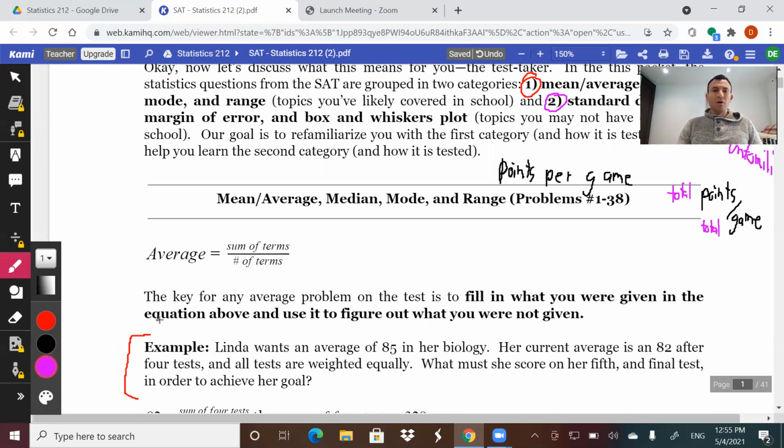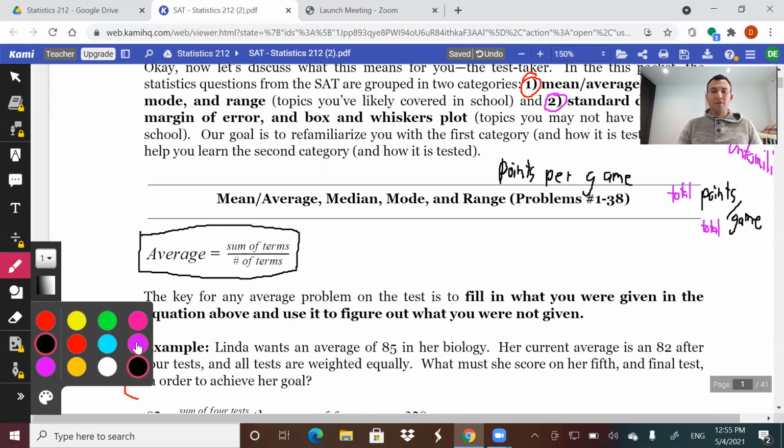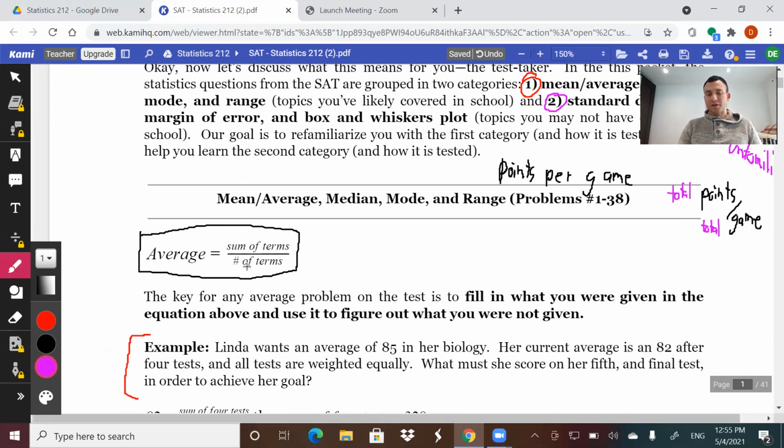What I find helpful is to create this average skeleton. They'll tend to give you bits and pieces, but they don't usually give you all the points and all the number of games so that it's straightforward. They usually give you other pieces and you have to figure out what you're missing. So it's helpful to always fill in what you know: average equals sum of terms over number of terms. Fill in what you know and then find out what you don't know.